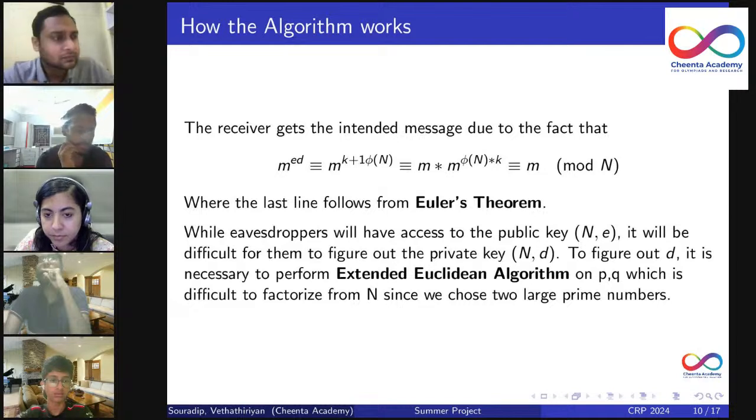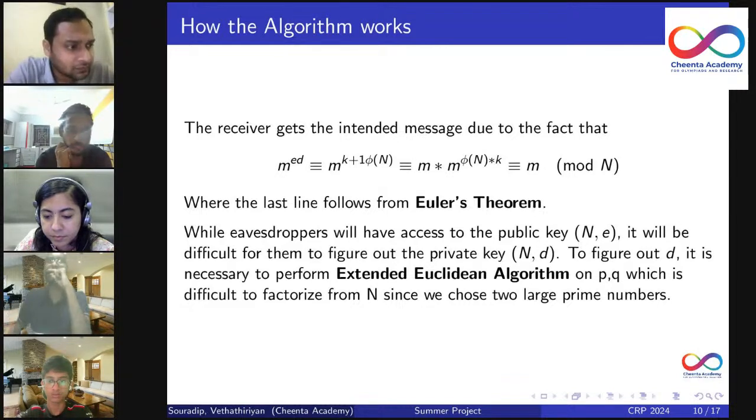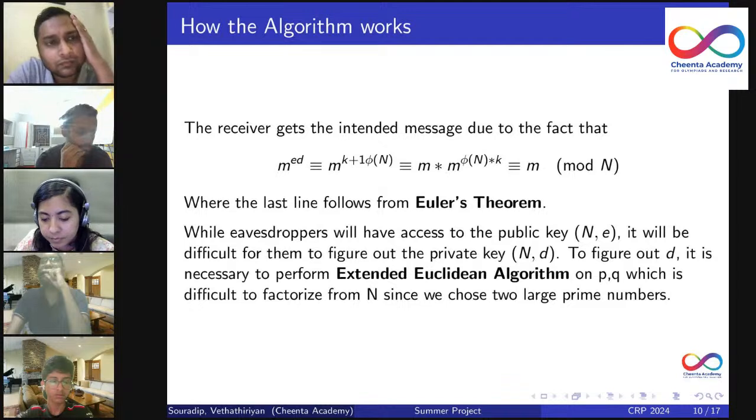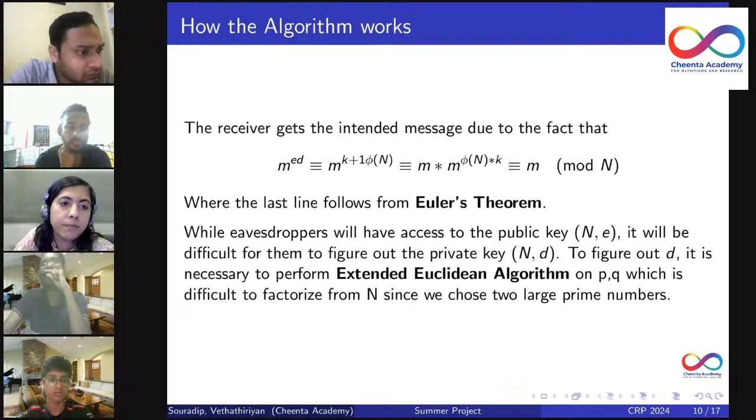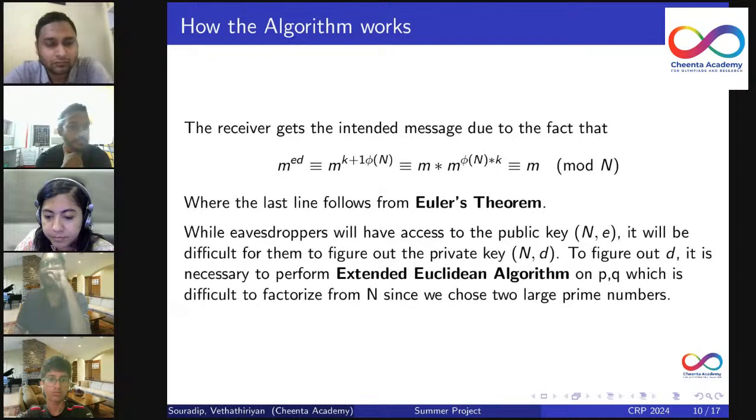So in the last slide, if we consider eavesdroppers or outsiders, while they will have access to the public key, it will be difficult for them to figure out the private key, because to figure out d, which is the inverse of e modulo phi of n, we have to perform the extended Euclidean algorithm on large prime numbers p and q. But to figure out p and q, they have to factorize n, which is computationally extremely difficult. So this is why it can be considered safe and secure.